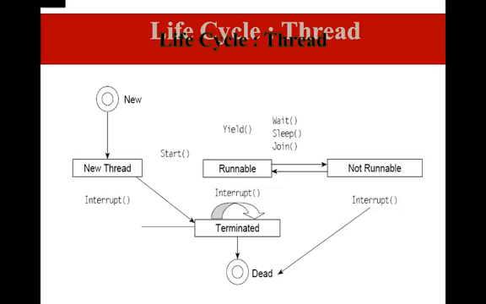Terminate state means thread execution stops at this particular stage. If you see the life cycle, once it is born, it goes to new state, and from new state to runnable state, or it may go directly to terminate state. From runnable to non-runnable, it may go and come any number of times. Once it goes to terminated state, definitely it will stop, it will die.